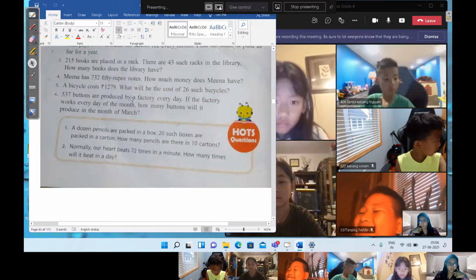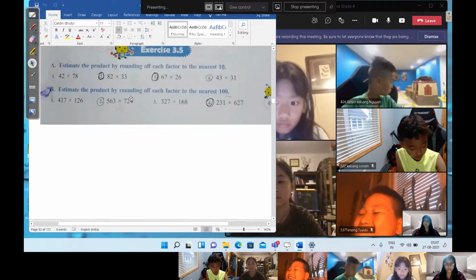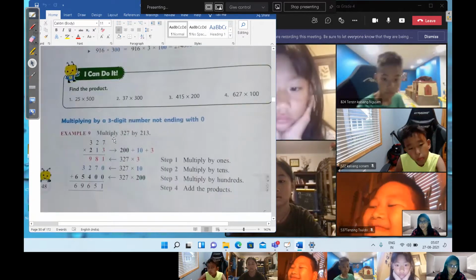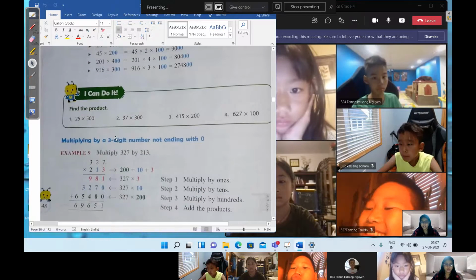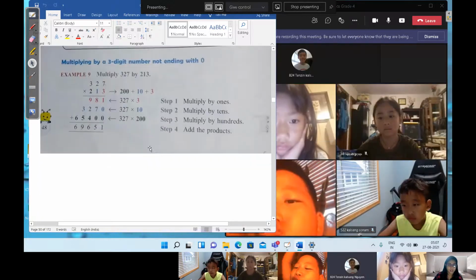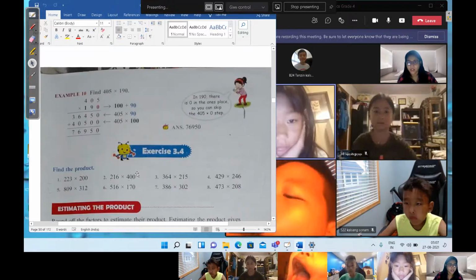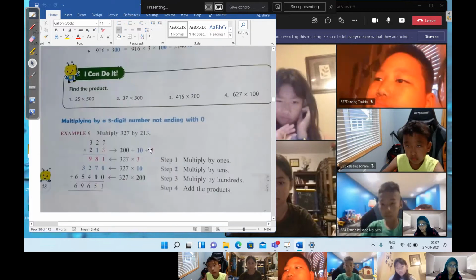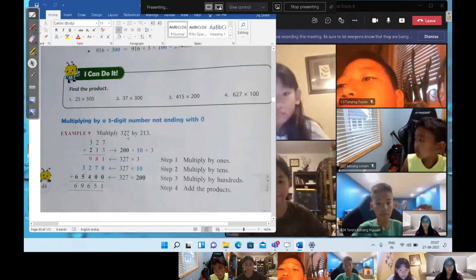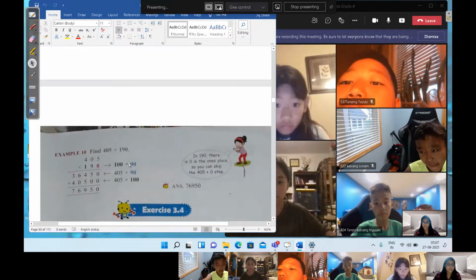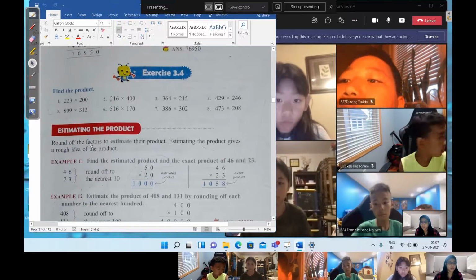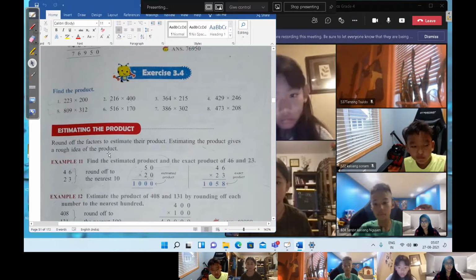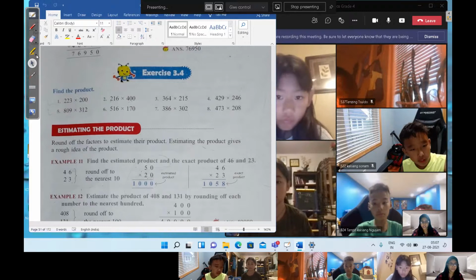Yes, today's last class is on multiplication. So listen to me. In the last class, we studied how to multiply, how to multiply with ending zero. And we also studied multiplication without ending zero. So today we are going to study estimating the product. It means we study multiplication, but we also study estimated multiplication.